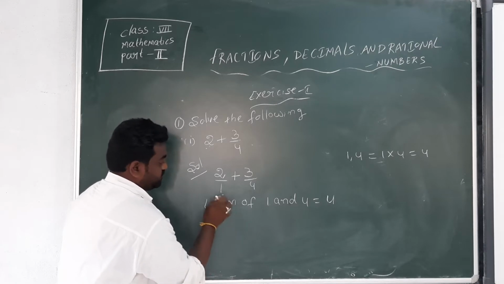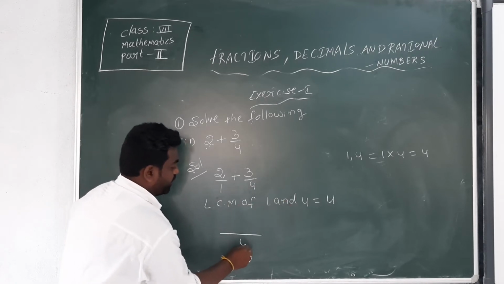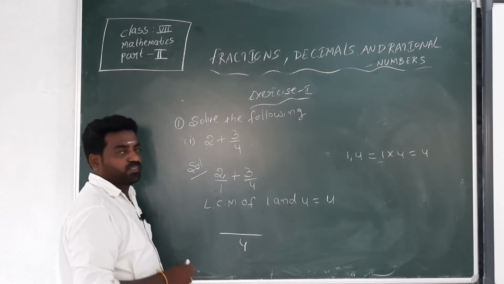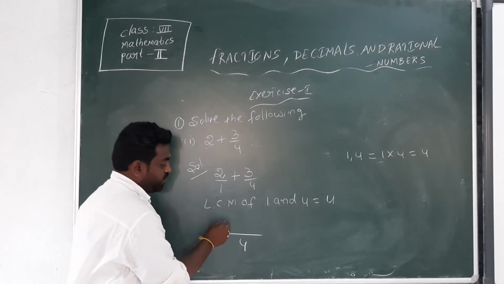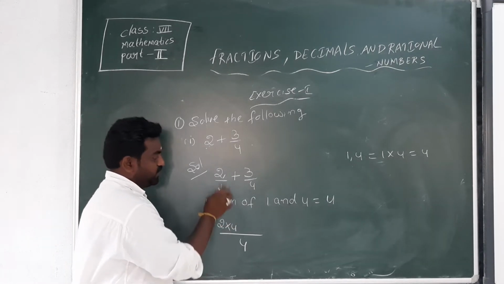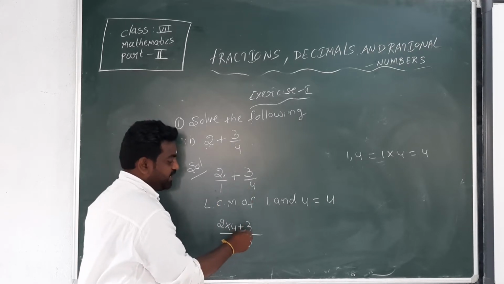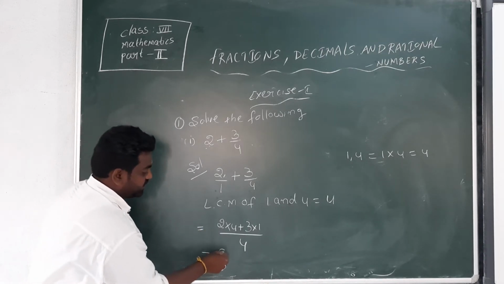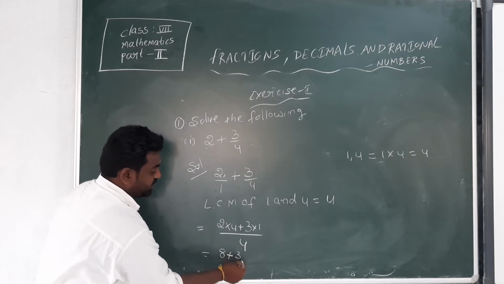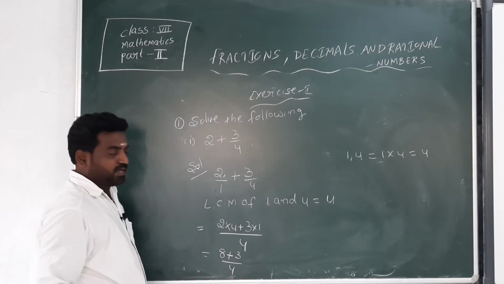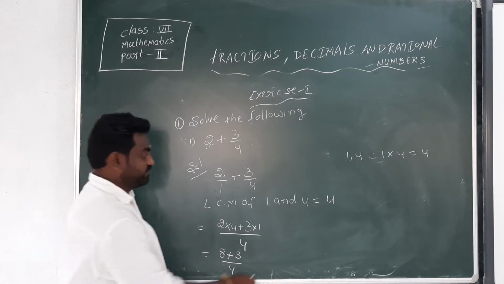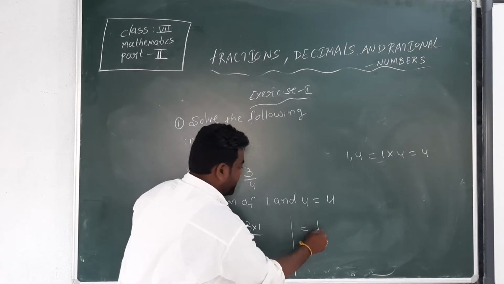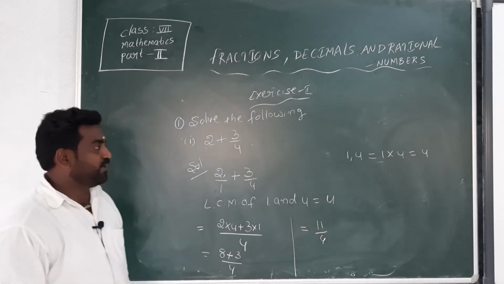Now the LCM is 4. 1 table 4, how many times? 4 times. So cross multiplication: 2 into 4 plus 3 into 1. 2 fours are 8, plus 3 ones are 3, divided by 4. 8 plus 3 is equal to 11 by 4.